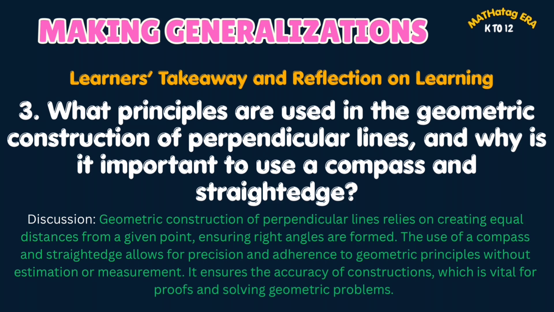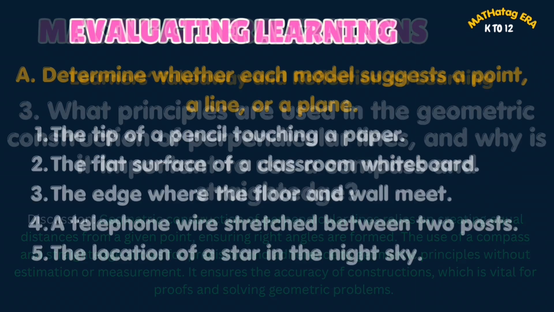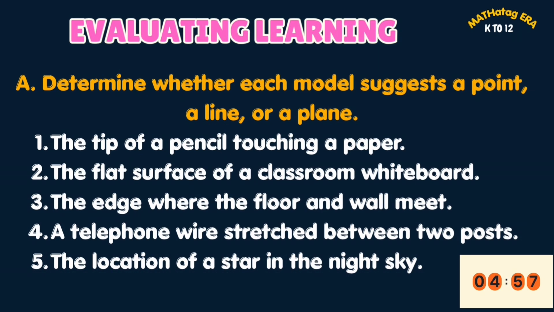Let us answer this. We're going to spend at least 5 minutes on this activity. A. Determine whether each model suggests a point, a line, or a plane. Number 1. Tip of a pencil touching a paper. 2. The flat surface of a classroom whiteboard. 3. The edge where the floor and wall meet. 4. A telephone wire stretched between two posts. 5. The location of a star in the night sky.